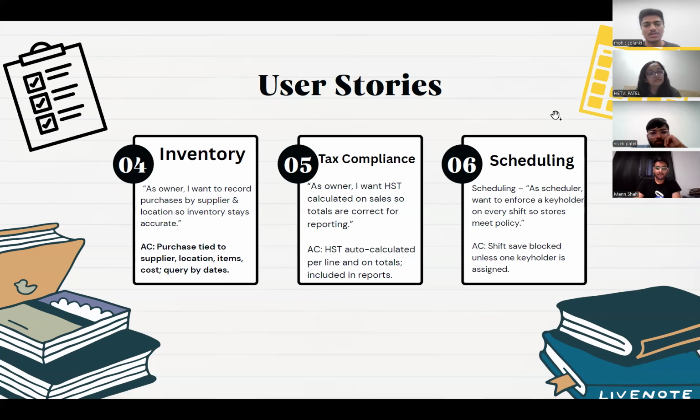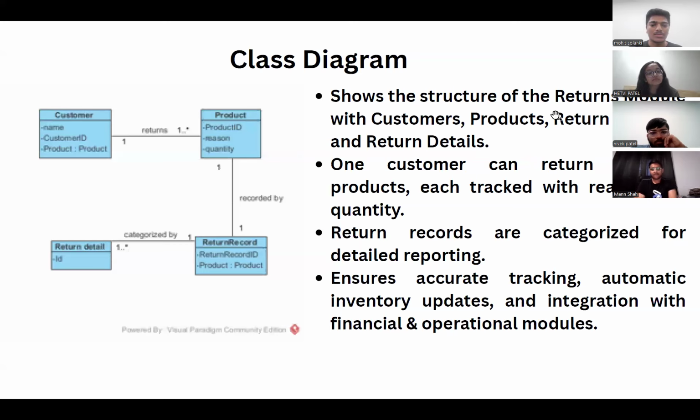And the next is the class diagram. This is the updated class diagram. Here, the return module section connects customer, products, return records, and return details. One customer can return multiple products, each tracked with a reason and quality, and categorized for detailed reporting. This setup ensures accurate return tracking, automatic inventory updates, and smooth integration with financial and operations modules.